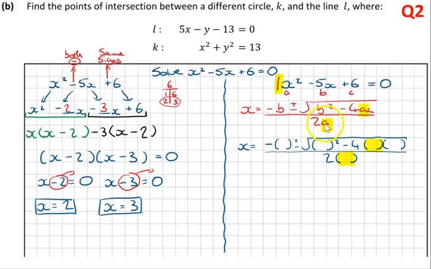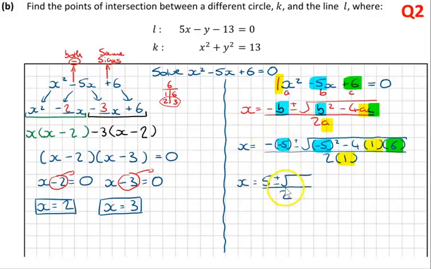So in place of the a's, I'm going to sub in 1. In place of the b's, I'm going to sub in minus 5. Careful here, make sure you put in minus 5, not 5. And in place of the c, I'm going to put 6. Okay, so then I simplify. So minus 5 is positive 5. Then I have the plus minus. And then on the bottom, 2 times 1 is 2.